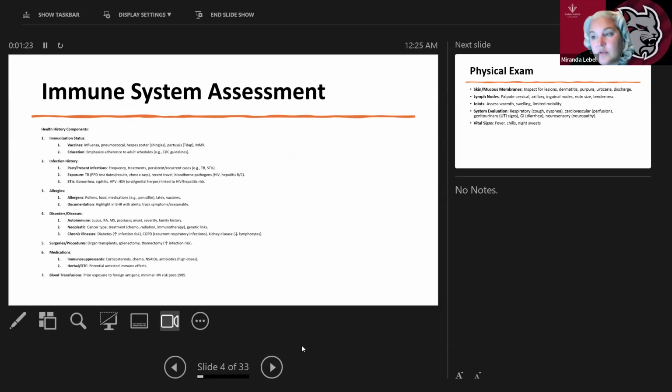So, for our immune system assessment, and I apologize, this is so small, we want to know the patient's immunization status, so their vaccines, and are they adhering to the adult schedules? We want to know their infection history, so past or present infections, any exposure to TB, recent travel, bloodborne pathogens, and then any STIs: gonorrhea, syphilis, HPV, HSV, things like that. Then we're going to ask about allergies. Do we have any allergens to pollens, food, medications, latex, vaccines, any documentation about alerts in our EHR?